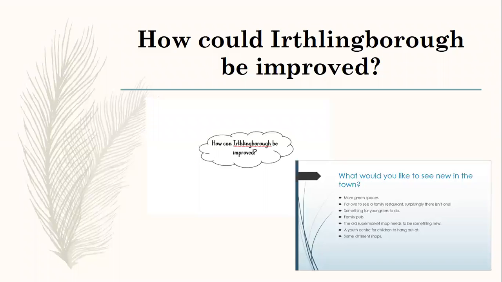And then you can complete a mind map or a spider diagram of all the things that you think could happen to help Earthlingborough be improved. Now, it might be that you have thought of other things, not just the suggestions that came from the survey. It might be things that have come up as you've been researching Earthlingborough. But just jot down as many things as you can about how Earthlingborough could be improved for the future.